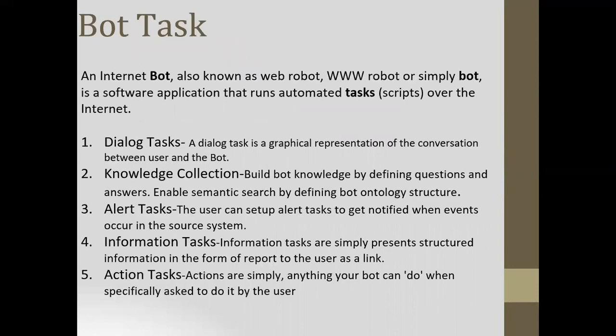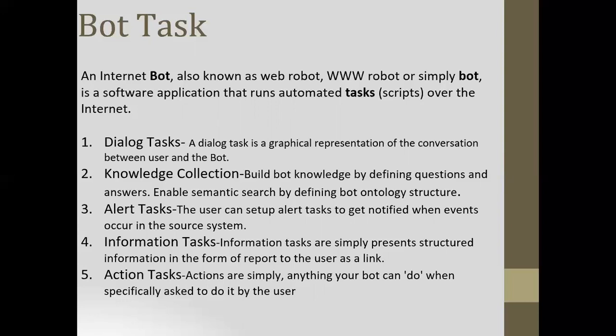For tasks, you have natural language, text and train, channel, app and agent, publish, analyze, and authorization files. First you have to create a user interface with which you can interact with the API and get some information. Now, dialog task: a dialog task is a graphical representation of a conversation between the user and the bot. Knowledge collection builds the bot's knowledge by defining questions and answers, and enables semantic search by defining the bot ontology structure.